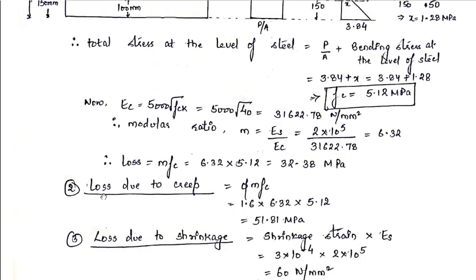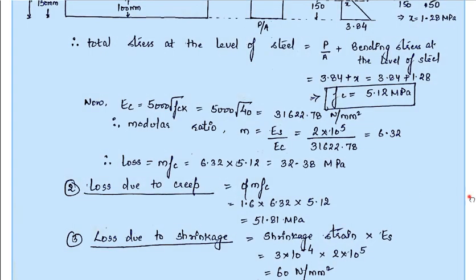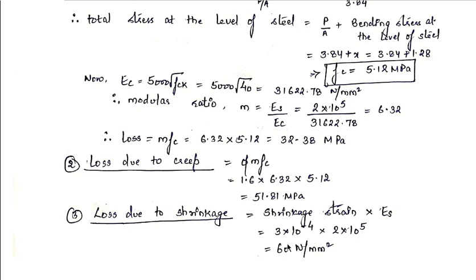Now we have to find out the loss due to creep. It has simple formula phi m fc. Phi is a creep coefficient, so just multiply m fc by phi, that is 1.6, which will come out to be 51.81 MPa. Now we have to find out the loss due to shrinkage. So we know that the loss due to shrinkage is shrinkage strain into Es. So shrinkage strain is 3 into 10 to the power minus 4. It is given in the question, and the value of Es is 2 into 10 to the power 5. It is also given in the question. So the loss of pre-stress due to shrinkage will come out to be 60 Newton per mm square.